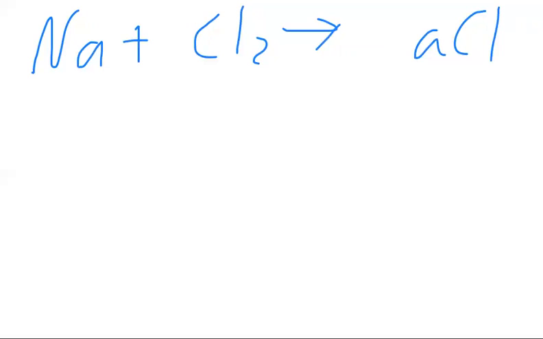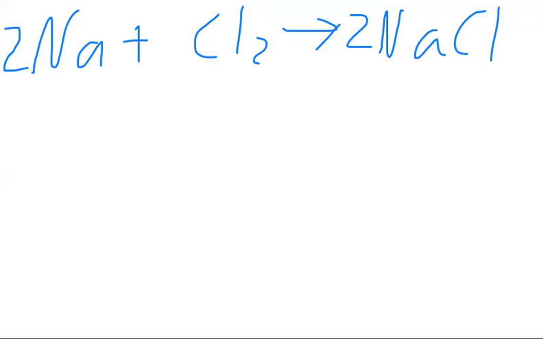Okay, there we go. And so we have to balance this equation because we see that there are 2 chlorines here, but there are not 2 chlorines on the right side right now. So I'm going to go ahead and put a 2 there, and then I'm going to put another 2 right there. And that's how we balance that chemical equation. So 2 sodiums on the left, 2 chlorines on the left, and then 2 of each on the right as well. So that's a balanced chemical equation.